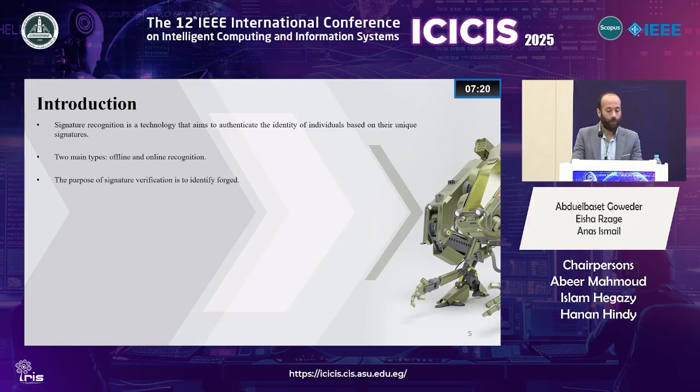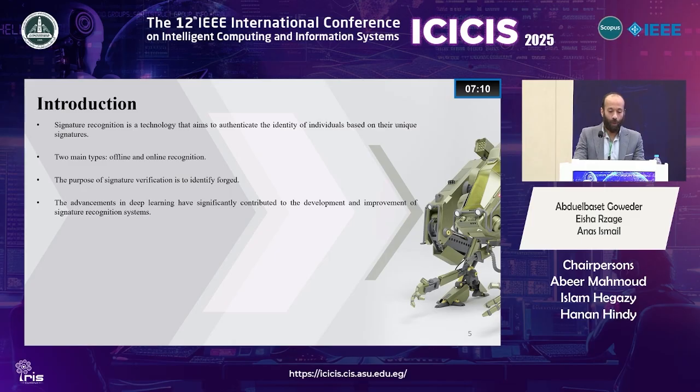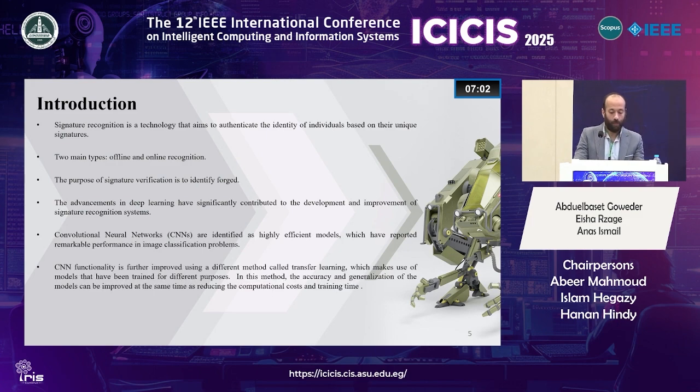Okay. So we are given a set of signatures, and we would like to build a classifier to detect if a signature is authentic or forged. And we used different deep learning models to test our system. In this paper, we used MobileNet version 2, but in other studies, we used different models and compared the results.